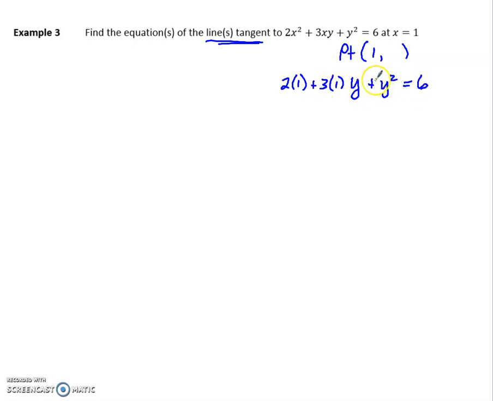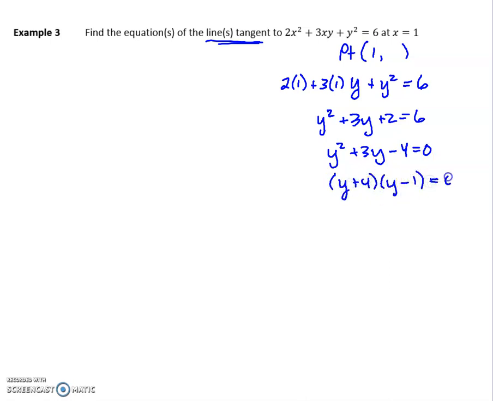If I'm going to solve that, I have to do a little more work than I used to. So I end up with, let's see, I'm going to write the y squared first. This guy's 3y, and then I have plus 2 equals 6. So I'm going to go ahead and bring that 6 over. And I actually have to solve this by factoring. So this is going way back. So that means y could either be -4 or y could be 1.